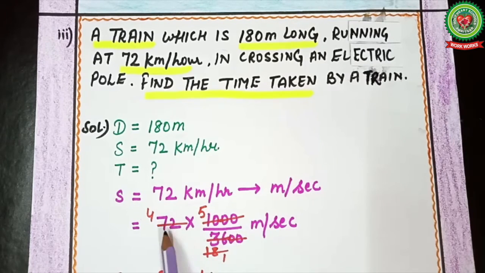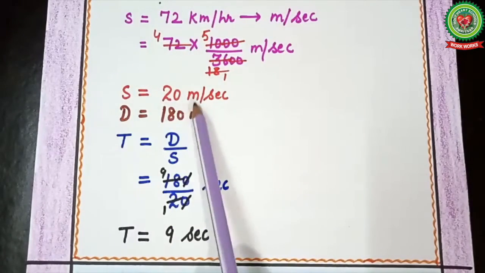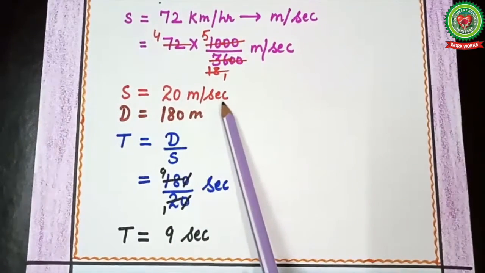So here you will write 72 multiplied by 1000 upon 3600 meters per second, and the last two zeros will be cut, and 2 5s are 10, 2 18s are 36, and 18 1s are 18, 18 4s are 72. So 4 5s are 20, right? So you will have speed equal to 20 meters per second.